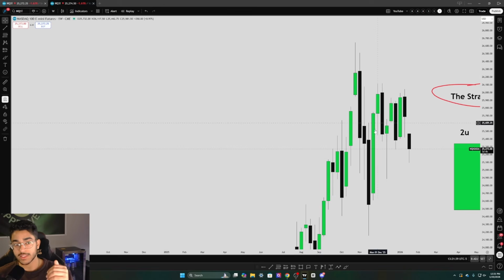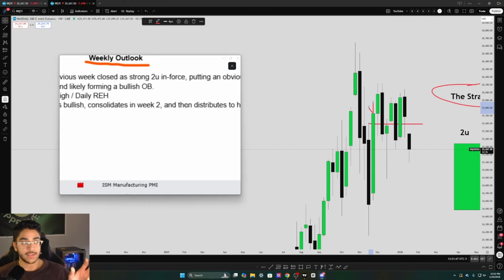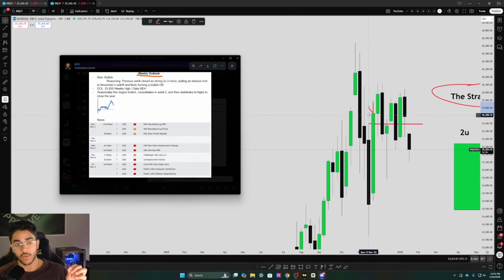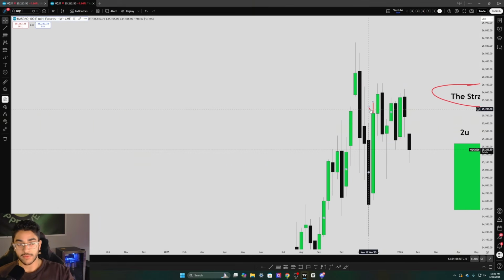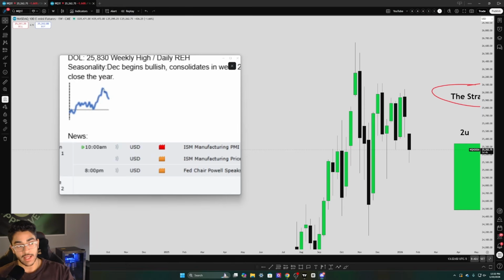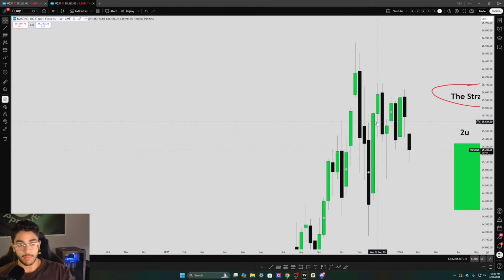Now compare that with this candle here, which not only broke the last candle's high, but closed above that high. This is a 2-up in force. So all of this ties in together, right? When I make this weekly bias and I say previous week closed as strong 2-up in force, that is hyper bullish, right? This just adds to my long bias for the next weekly candle, right? That in conjunction with my weekly seasonality, this is end of November again, being bullish further strengthens that bullish bias.